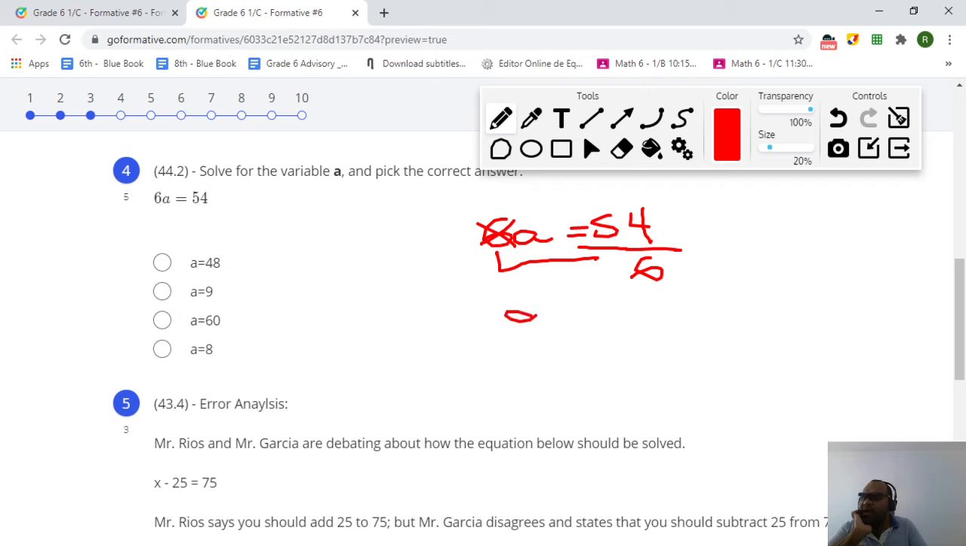a equals 54 divided by 6. Which number times 6 equals 54? How many times does 6 go into 54? It is 9. And here is my answer, a equals 9.